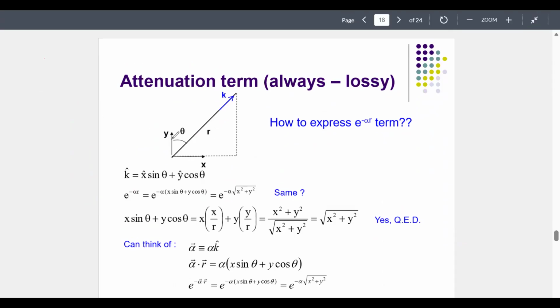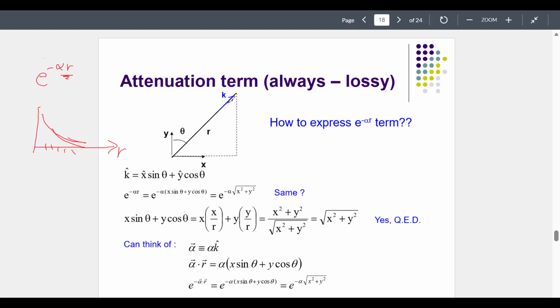So we dealt with that last time. We say e to the minus alpha r, but how do I deal with that? What does e to the minus alpha r mean? It means if I'm propagating inside the lossy medium, whatever distance I travel, the amplitude would decay. So r is the distance the wave would travel in this medium.